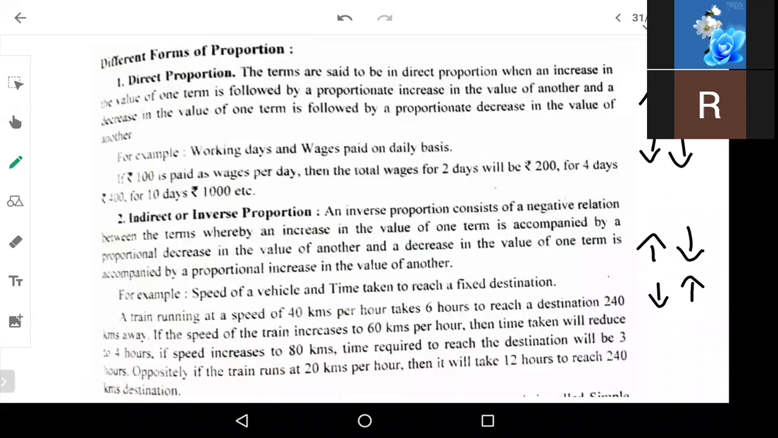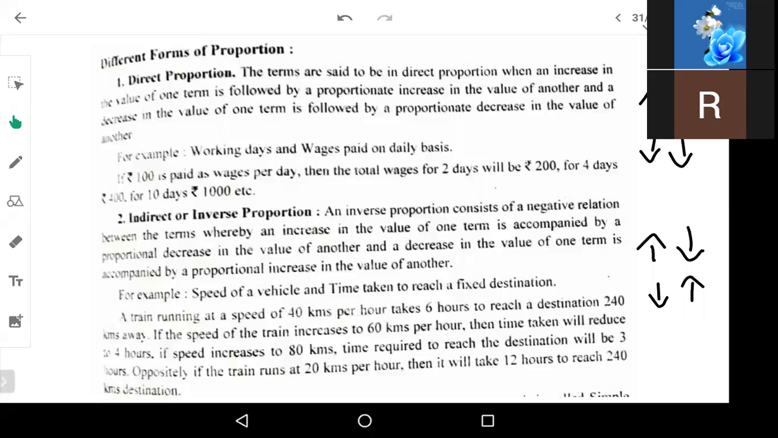Now we have to understand different forms of proportion. We also understood different types of ratios, right? Now similarly, you have different forms of proportion. Let us understand them one after the other. The first is direct proportion. In direct proportion, if one of the quantities increases, the other term will also increase. If one of the terms decreases, the other term will also decrease. Let us understand using an example.